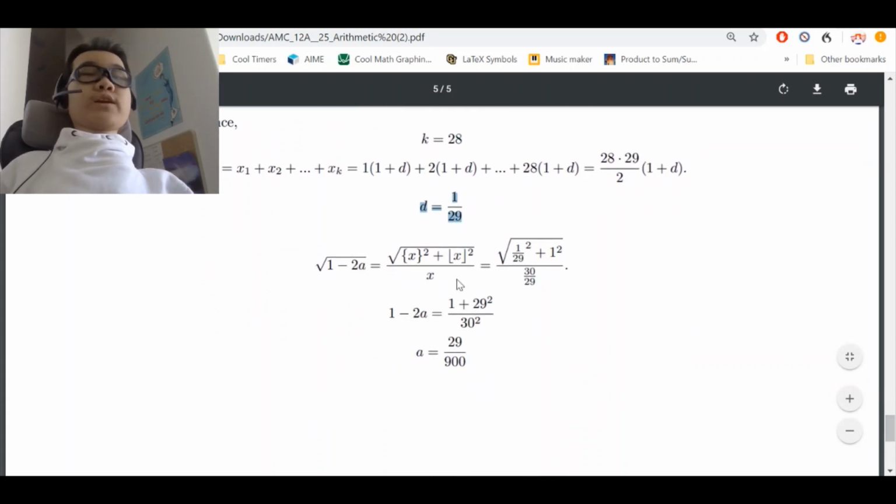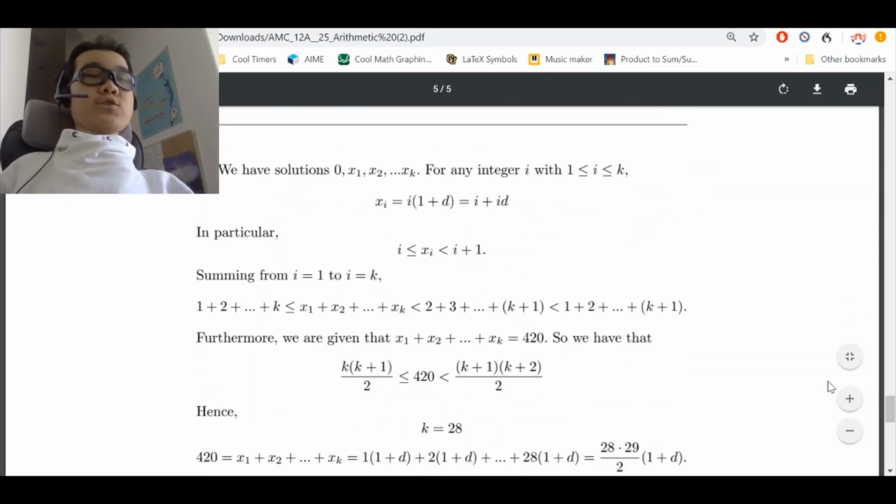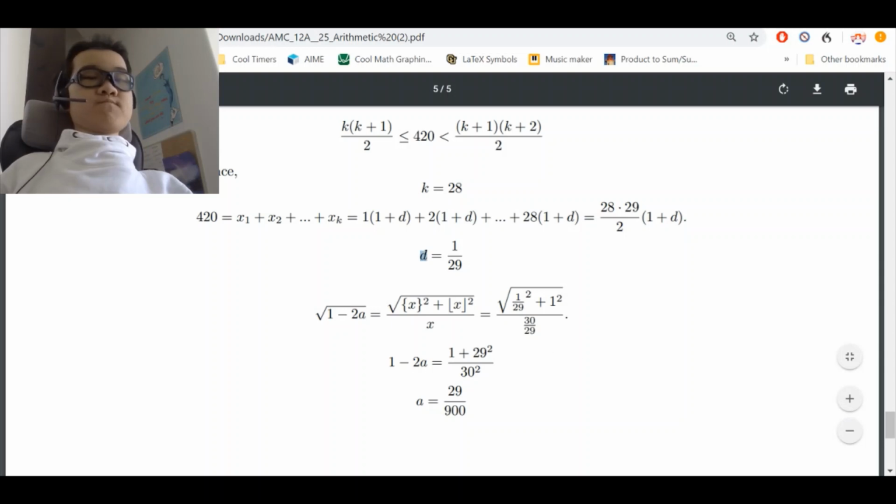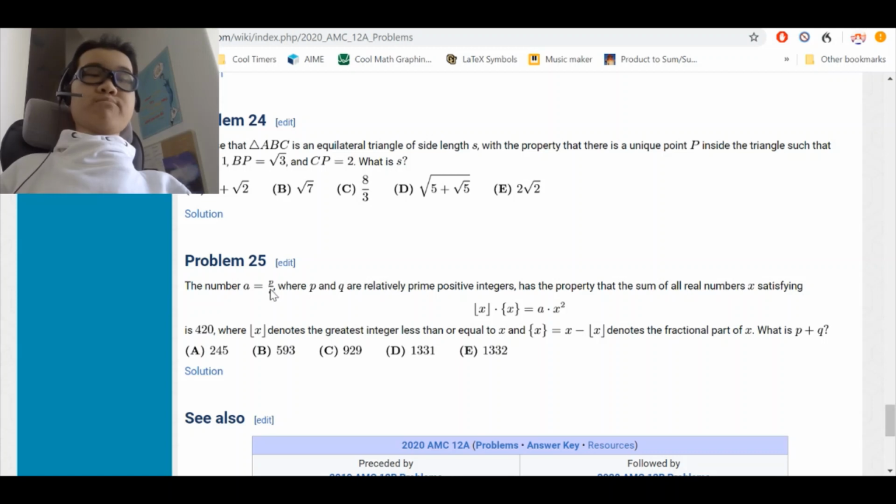Okay, so now we have a solution x. We can use x1. In particular, x1 is 1 plus d. So let's plug in 1 plus 1 over 29 for x, and you get this. Okay, square both sides and simplify a bit, you get this. So a equals 29 over 900. Okay, now what did the question ask again? Well, we wanted p plus q. So that is 900 plus 29, which is c. And we are done.